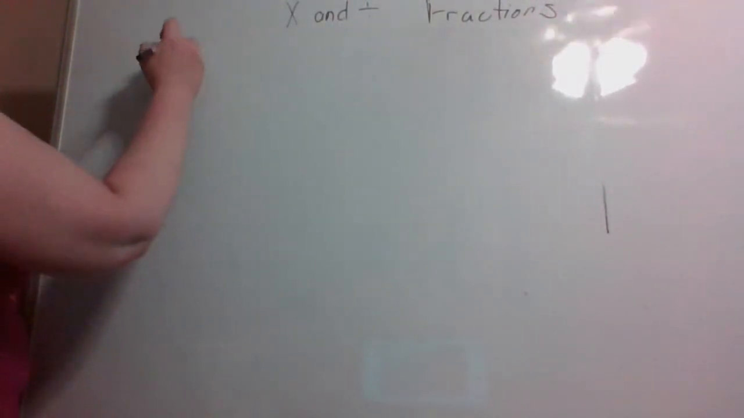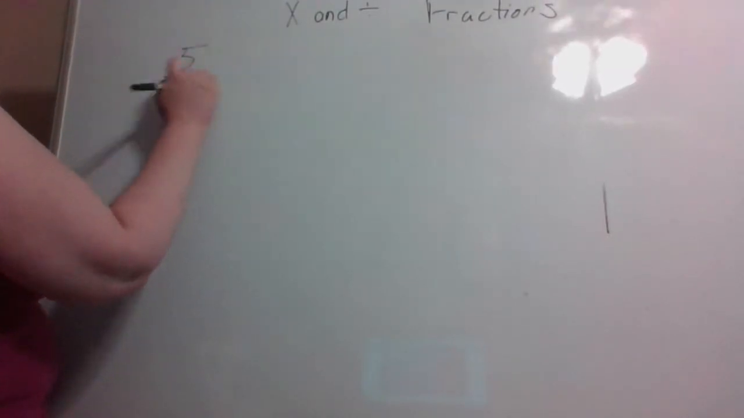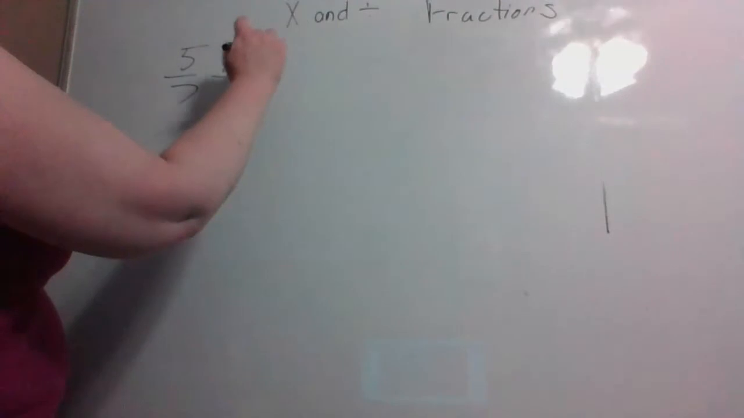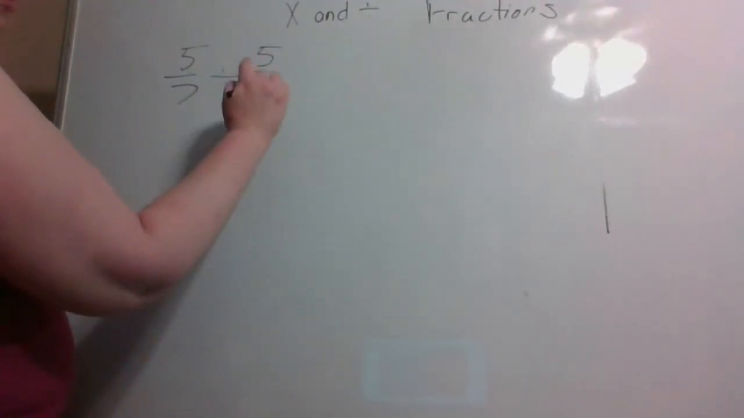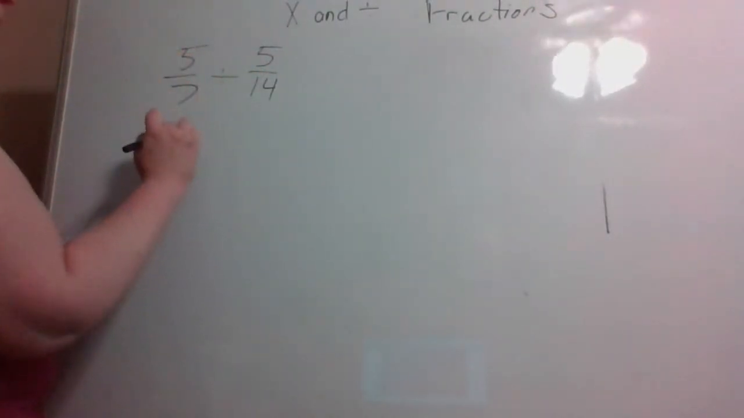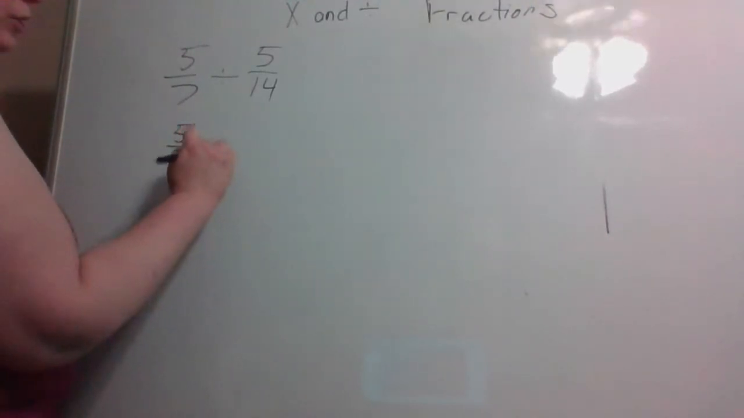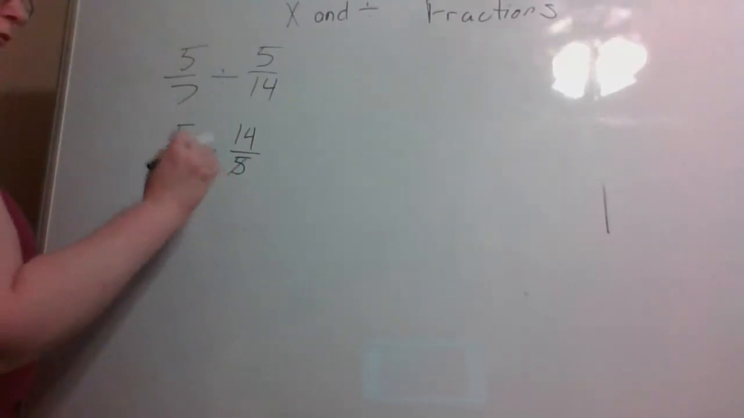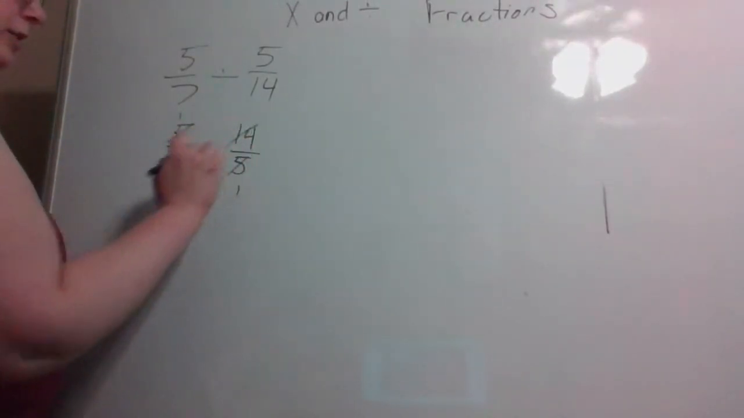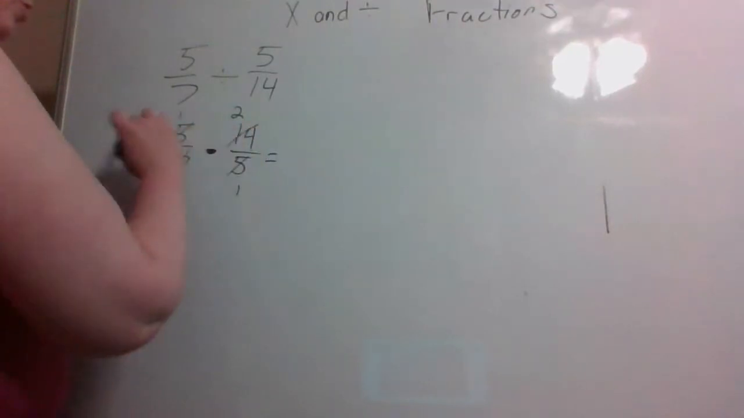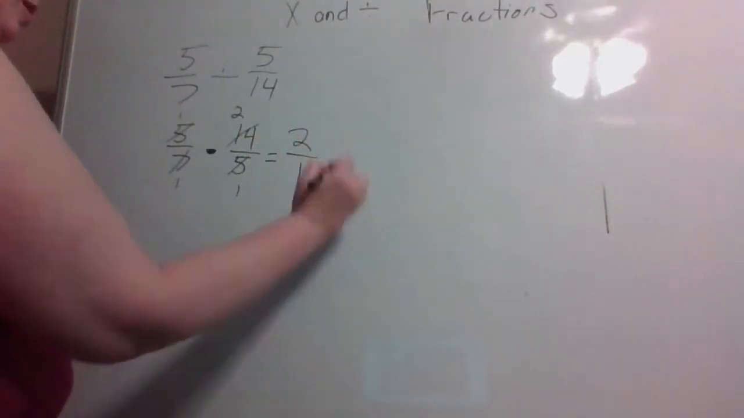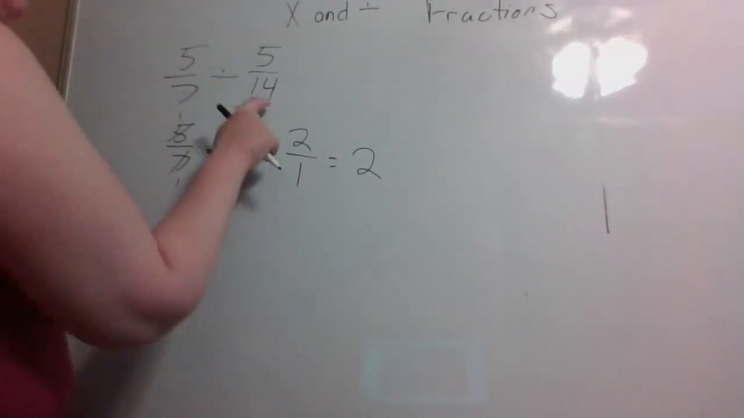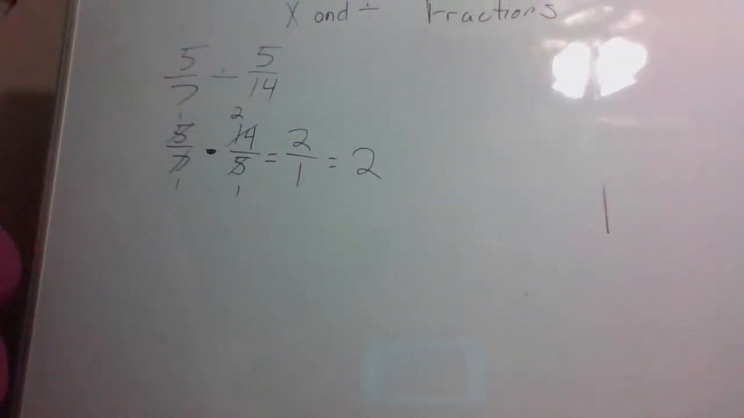All right, so another example, let's do 5/7 divided by 5/14. So we're going to keep, change, flip. And now I can cross reduce. I have 5s and I have 7s. I multiply across the top, across the bottom, and I get 2. So 5/7 divided by 5/14 equals 2.